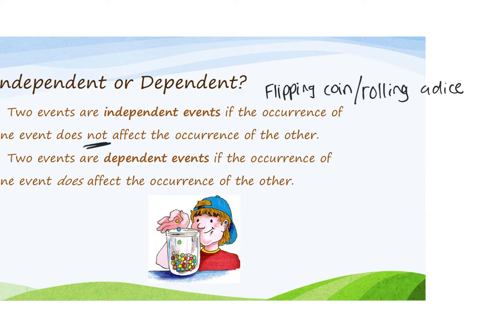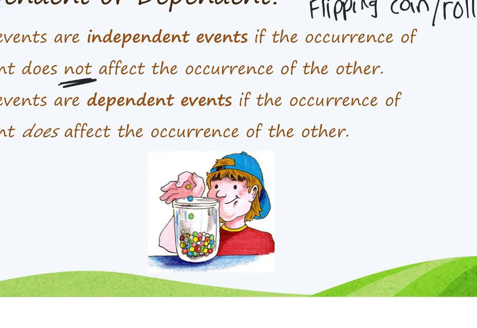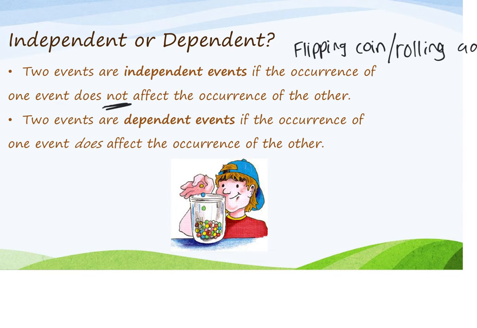Okay? Two events are dependent events if the occurrence of one event does affect the occurrence of the other. So, do you see how this little guy is picking out marbles from a jar of marbles, right? If he picked one marble, would that affect the probability of him picking another marble? Yes, because first of all, the jar has one less marble, and second of all, let's say he picked a green one. Is he less likely to pick another green one? Yes, so those events depend on each other.